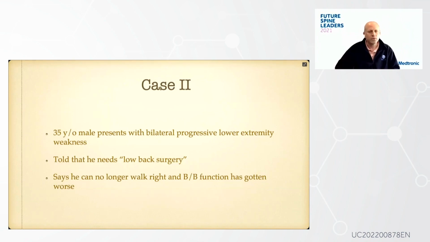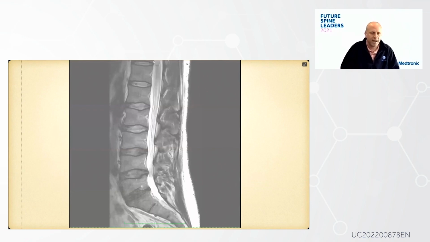So this was the lumbar MRI scan that was obtained. It did show some mild lumbar stenosis at L4-5 and disc disease. He could not articulate what surgery was recommended, but said it involved screws and rods.